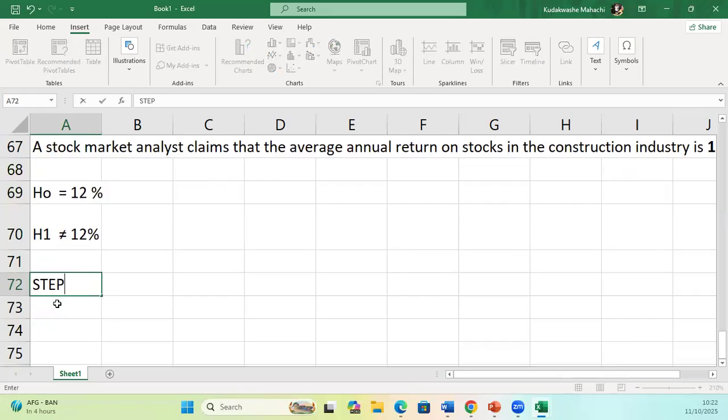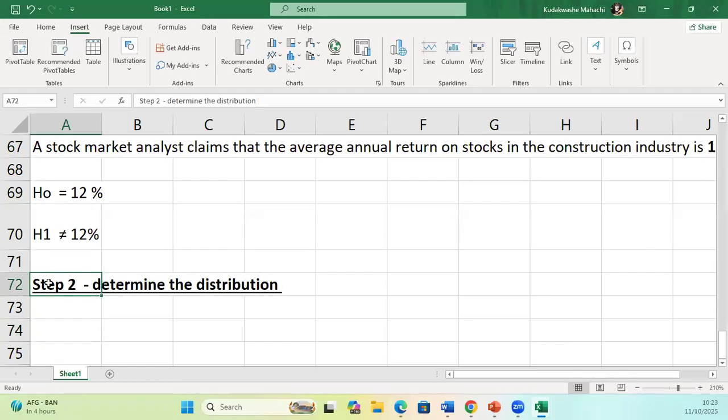Then step number two, let's determine. What you need to be very careful with is to go opposite. What is the alternative? Is the alternative saying it should be higher? Is the alternative saying it shouldn't be 12? It can be less or more. Or is the alternative saying it should be lower? So step number two is determining the distribution. Determine the distribution to use.